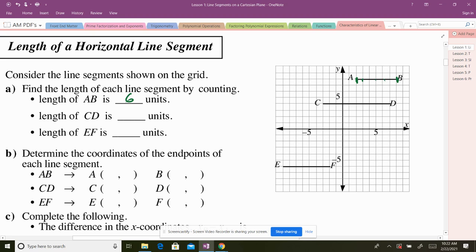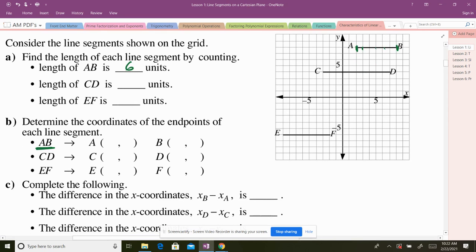All right, we're not going to do each one. We're just going to do one. If I go down to here, AB, and ask for the coordinates of A, what are the XY coordinates of this point right there? 2 and 8. And what about the coordinates of B? 8 and 8. 5, 6, 7, 8, and then up. It's 8 and 8. Yep.